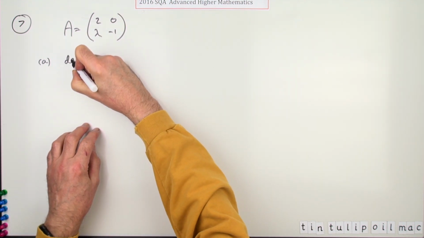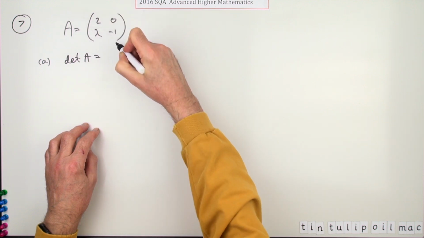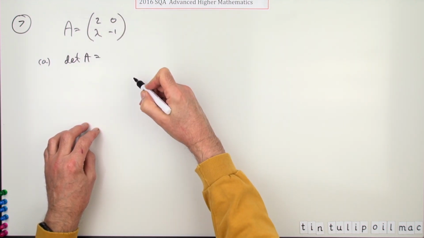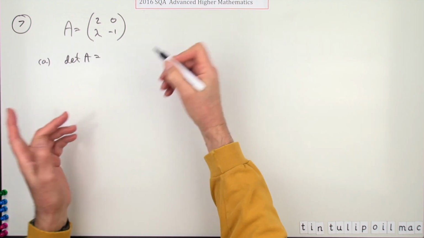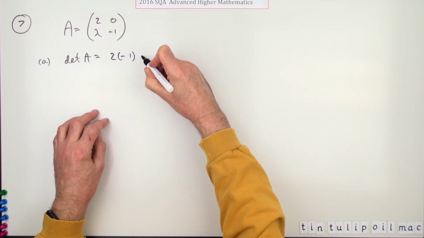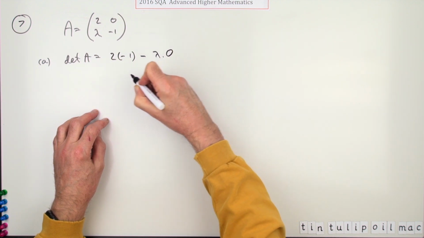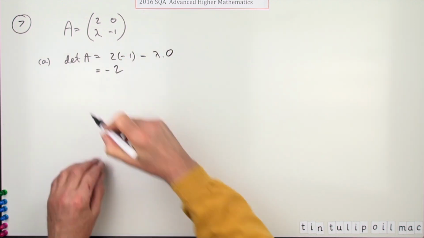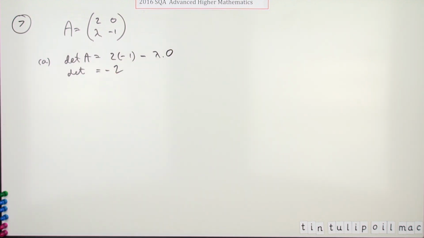Well, the determinant of A, a 2x2 matrix, is the product of the main diagonal minus the product of the other diagonal. It's only worth 1 mark, so you could just state it, or you could show it as 2 times -1 minus lambda times 0. So that means the determinant of that is -2. Put that in. And that gets you a mark.